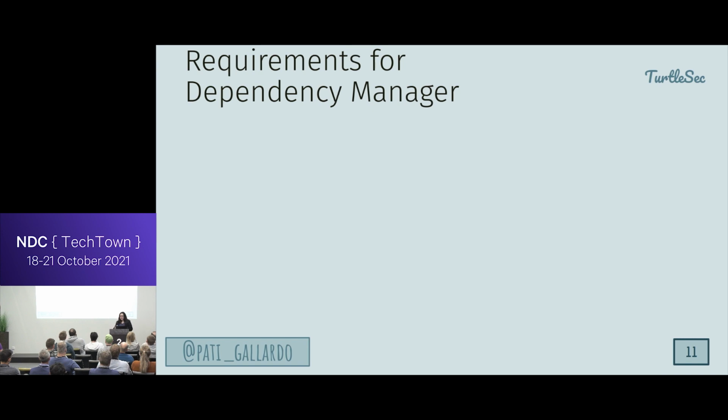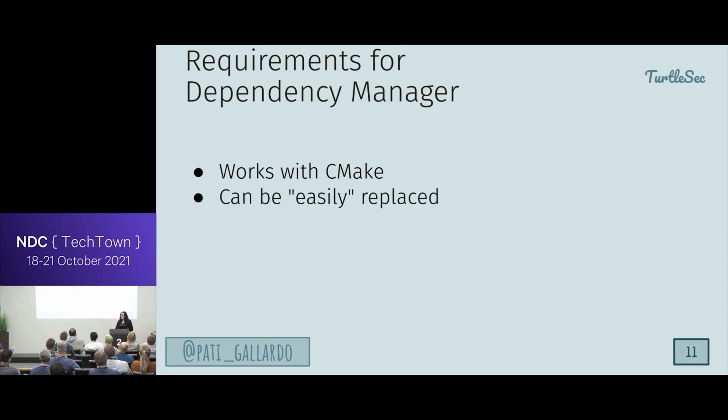So I have some requirements for the dependency manager that I'm going to use. First of all, I wanted to work with CMake because this is a CMake project, and so I want my dependencies to work with it. I want it to be easily replaced, easily in quotation marks. It doesn't have to be super easy, but it comes down a lot to, does it have my key dependencies? And that's not necessarily the case, and depending on how much work I want to do, I'm not necessarily ready to integrate my dependency with the system.